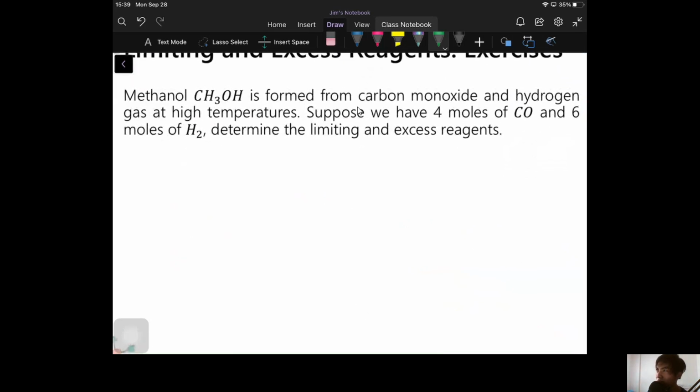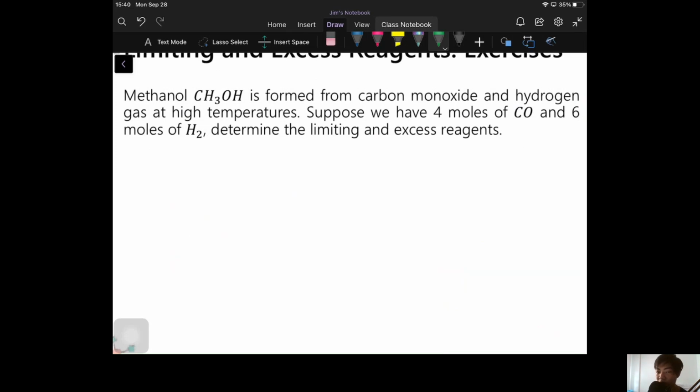Methanol is formed from carbon monoxide and hydrogen gas at high temperatures. Suppose we have 4 moles of carbon monoxide and 6 moles of H2, determine the limiting and excess reagent. So, hindi naman tinatanong kung gaano karami yung products na mabubuo. Pero we are asked kung sino yung limiting, sino yung excess. So, again, do not judge by the number. So, hindi porket mas mababa yung 4 kaysa sa 6, ito na yung limiting. Not really. We have to check stoichiometry.